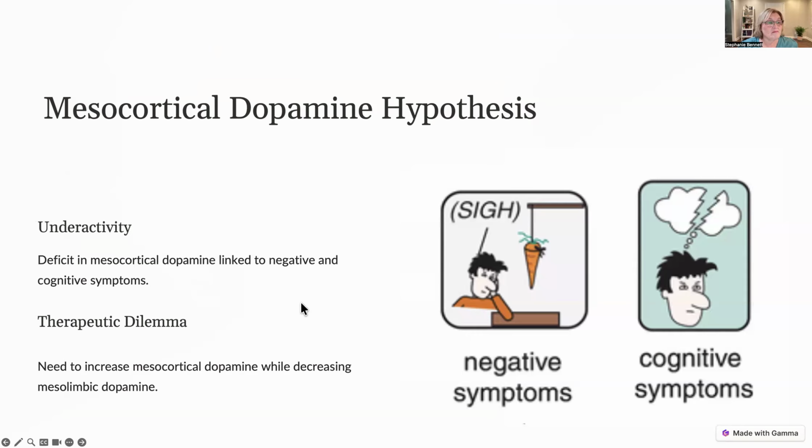Now, another hypothesis is the cortical dopamine hypothesis. This one arises in the ventral tegmental area in the brainstem. It rises from the brainstem as well, but it terminates in the prefrontal cortex. This area is thought to be responsible for many of the cognitive symptoms and some of the negative symptoms that we see. You will see effects on cognition, executive function, and to some extent emotions.